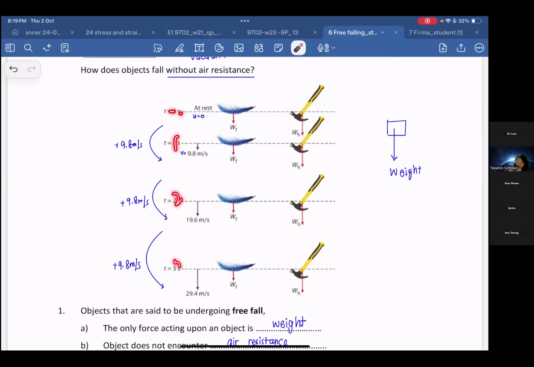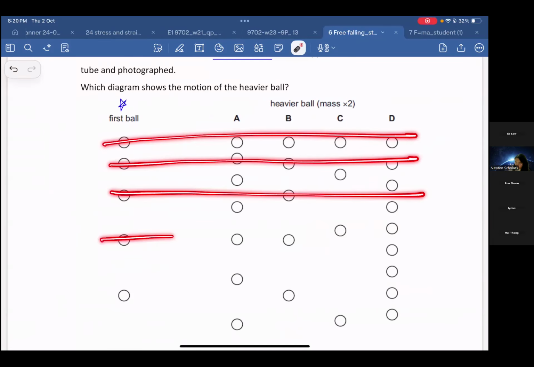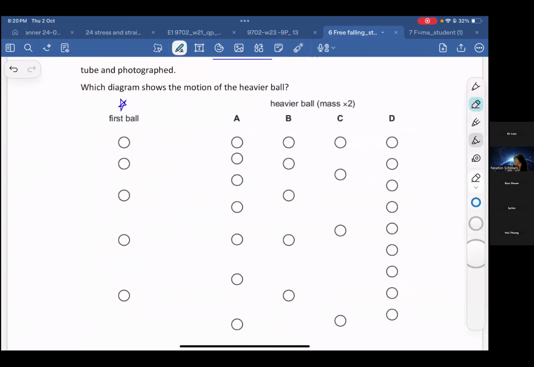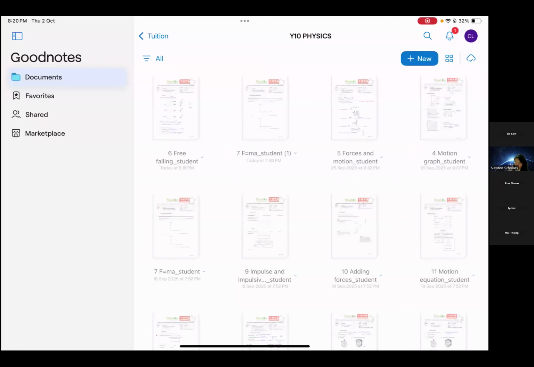So which one is the correct one? You see, first ball, second ball, third ball, fourth, and fifth. Which one actually is exactly the same? My answer is B. Okay, B will exactly show you the same.